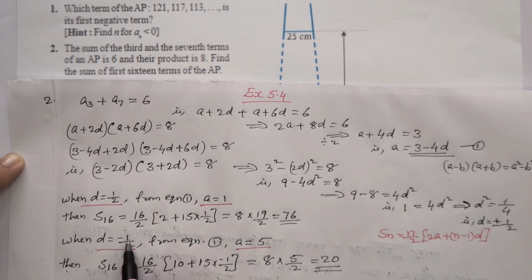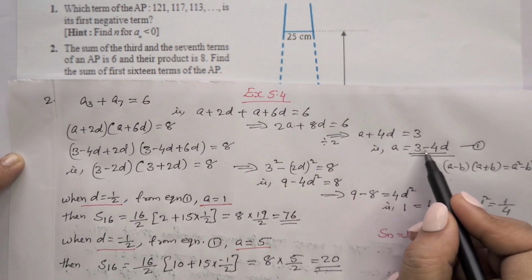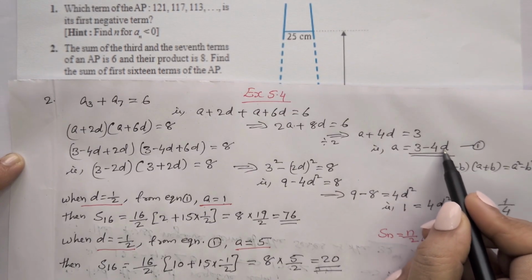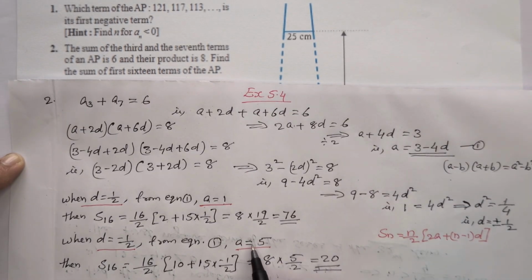Second case. d is minus 1 by 2. When d is minus 1 by 2, we have to calculate a from this formula, equation 1. We will get a is equal to 5. Similarly, here also, S16 is equal to 16 by 2 into 2a. Here a is 5, so 2 times a, that is 10, plus n minus 1, that is 15, and d is minus 1 by 2.